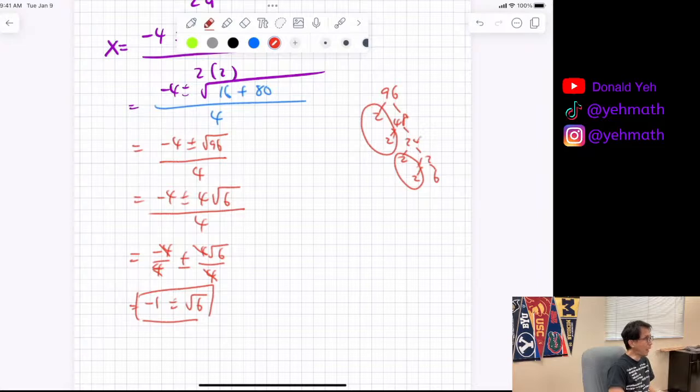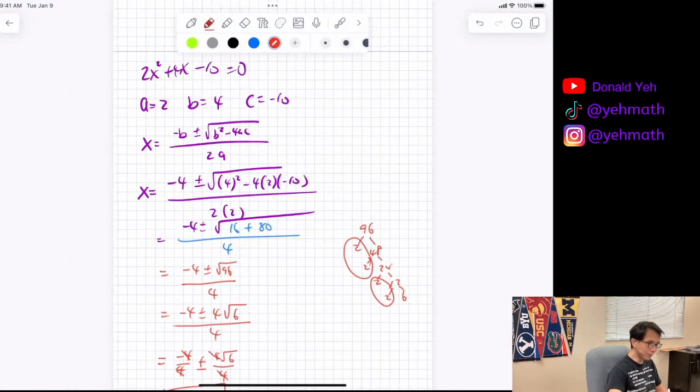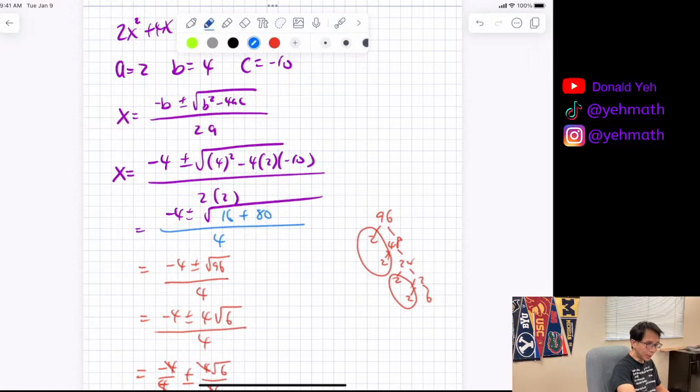Now, there are three possibilities that you can get in the quadratic formula. Inside the radical, you can get either 0, a negative number, or a positive number. That's called the discriminant. So if b squared minus 4ac is greater than 0, then you get two real solutions.